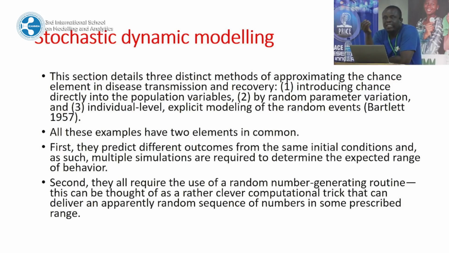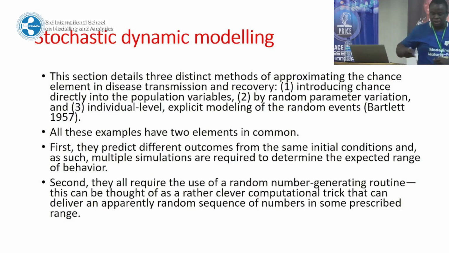And then two, by random parameter variation. Now, in your basic SIR, you find out that the major parameters are the beta, the recovery rate, the alpha, and then in the case where you factor in the gamma, which is the natural death. So you can subject each of those to chance, like for beta. The rate at which people are infected is a function of the probability that the person will be infected given an infectious contact. The beta is equal to PC.